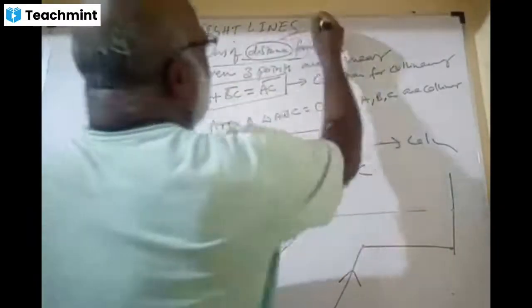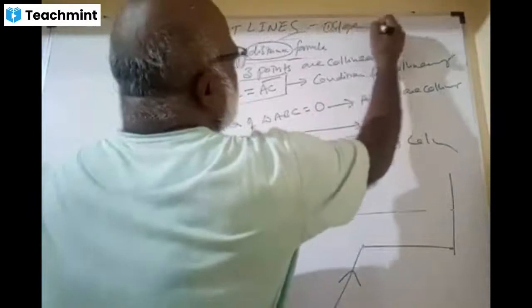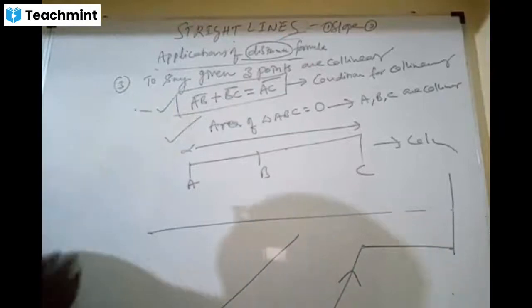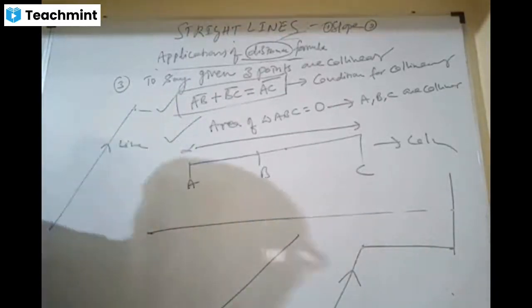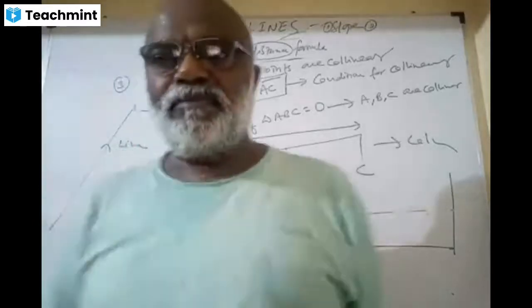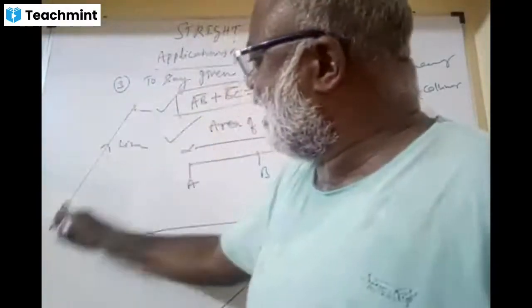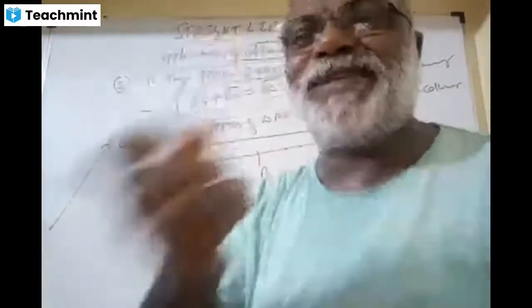Okay, in straight lines, what we are going to learn, slope is number one. Number two, if I take a line, you find a line like this, but what is its mathematical way to express it?